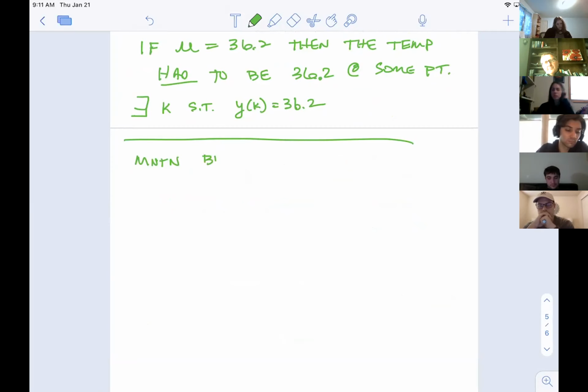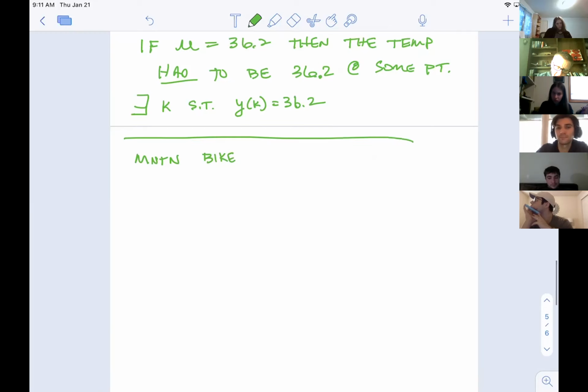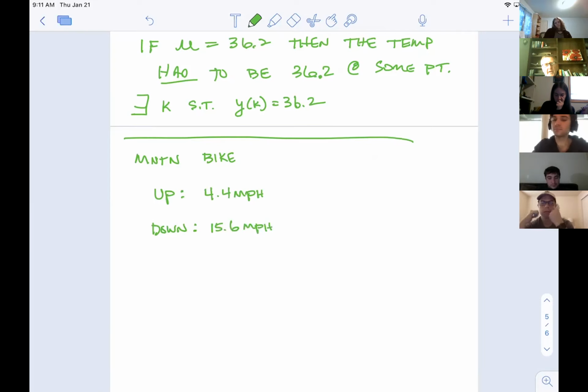I like to mountain bike. Mountain biking is quite simply riding your bike in the mountains. The other day I went for a ride. I wrote this down. And I went up and I rode at 4.4 miles per hour. But that's because I was climbing up the hill. When I went down, which is the whole reason I did it, I went 15.6 miles per hour. So I was working against gravity, went really slow. Gravity's helping me, going really fast.